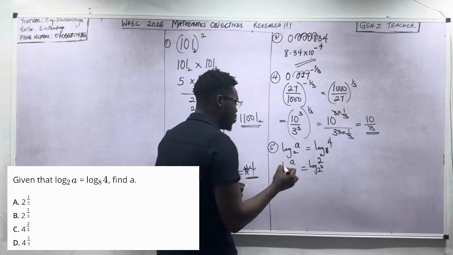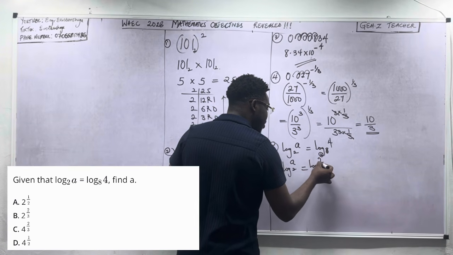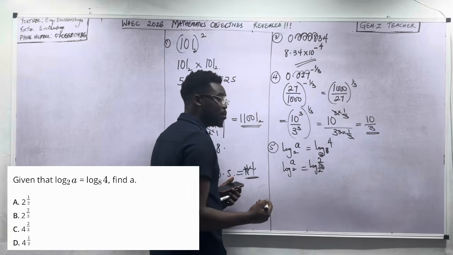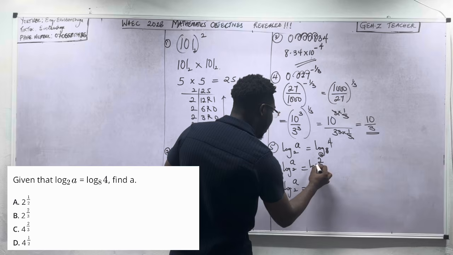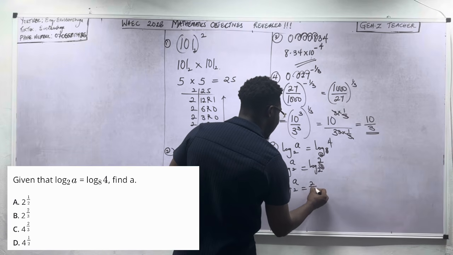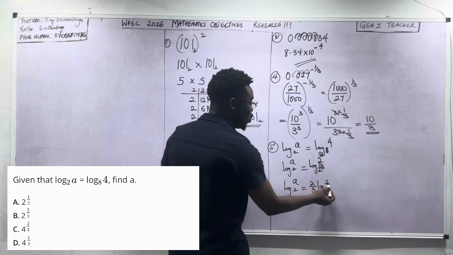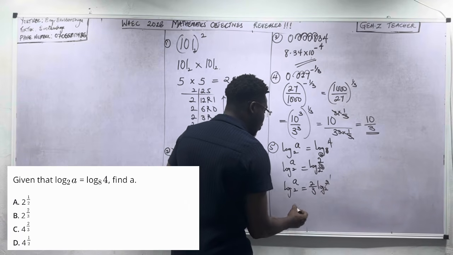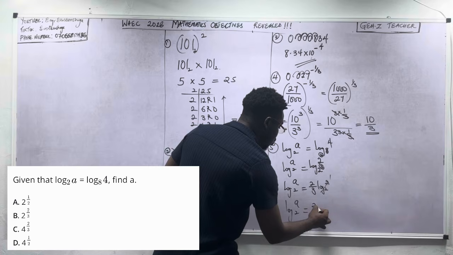Okay, now quickly remember for logarithm, the powers of the number and the base must always go to the back. So here we have log a base 2 becoming 2 divided by 3, and then we have log 2 base 2. Now quickly, we know log 2 base 2 is equal to 1. So we have log a base 2 equals 2 over 3.